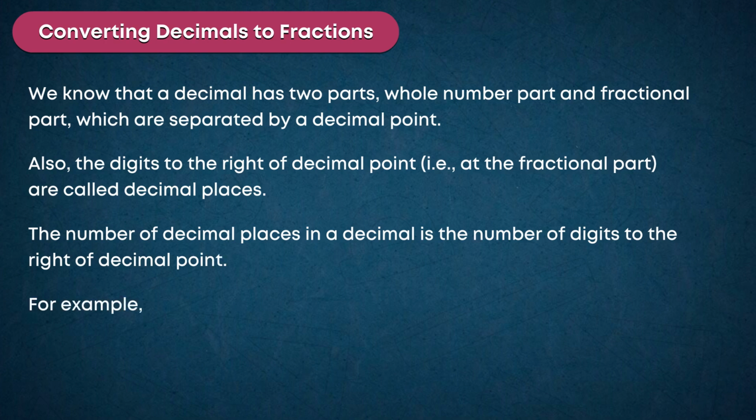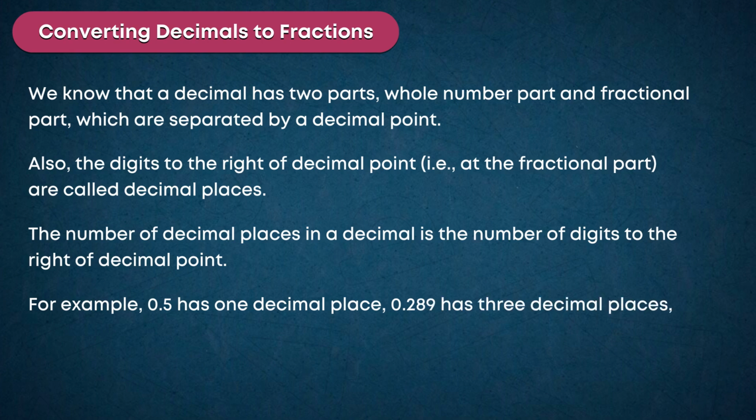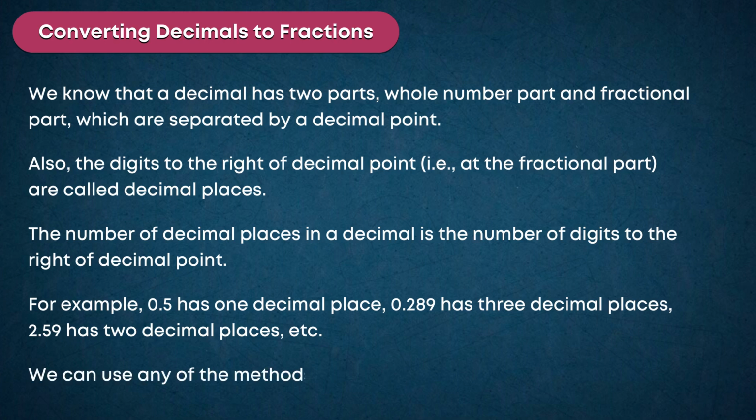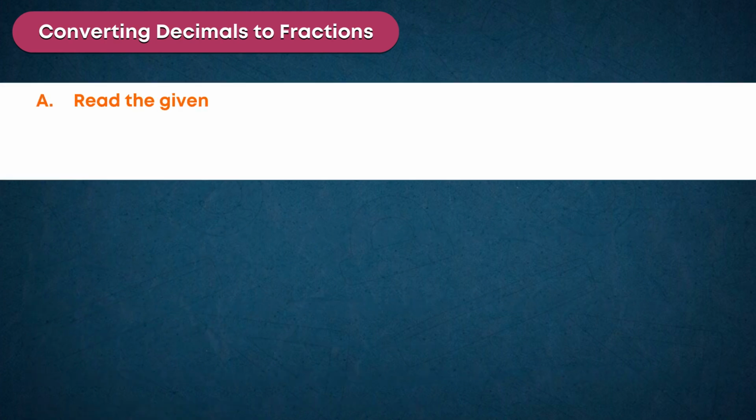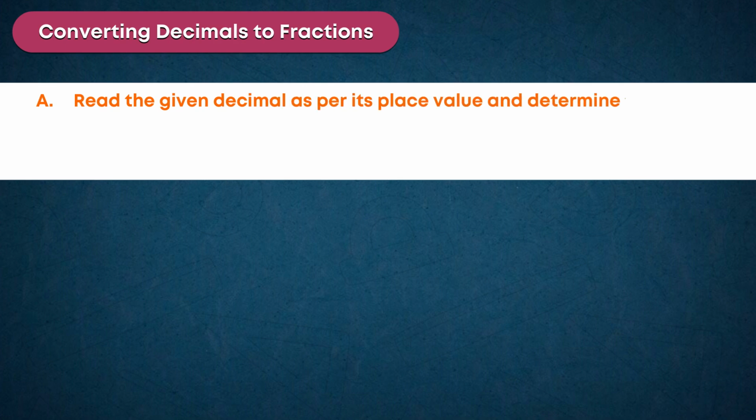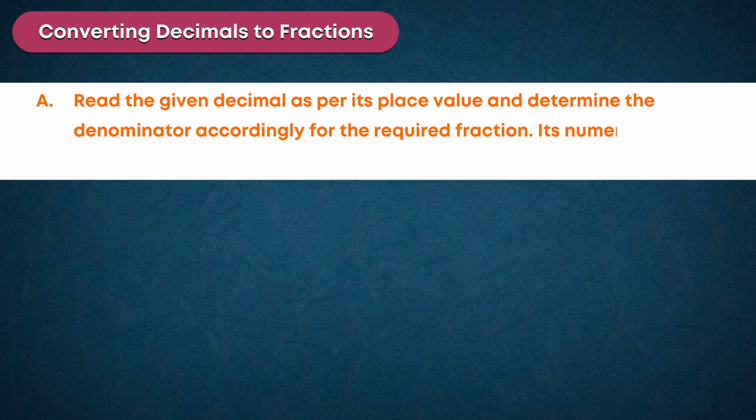For example, 0.5 has one decimal place. 0.289 has 3 decimal places. 2.59 has 2 decimal places, etc. We can use any of the methods given below to convert decimals to fractions. A. Read the given decimal as per its place value and determine the denominator accordingly for the required fraction. Its numerator would be the given number without decimal point.